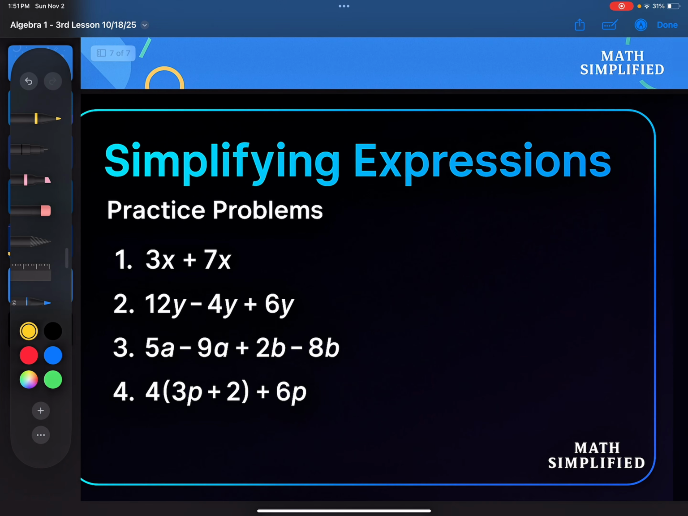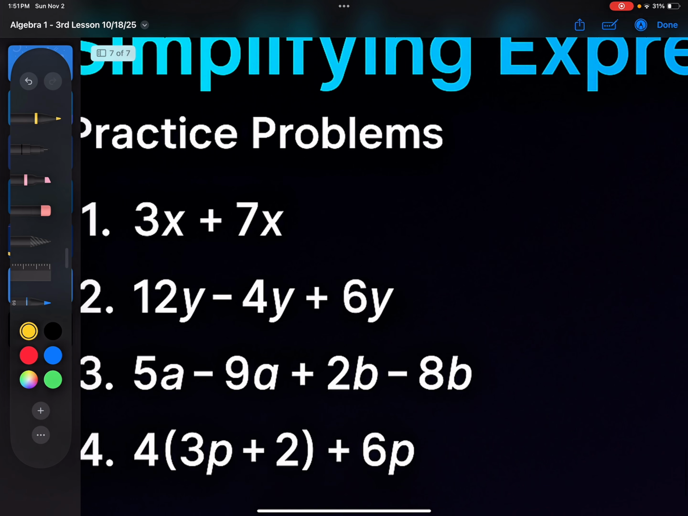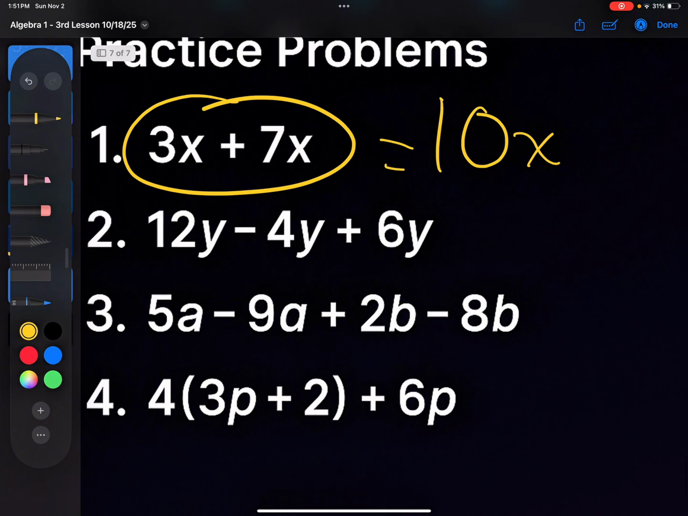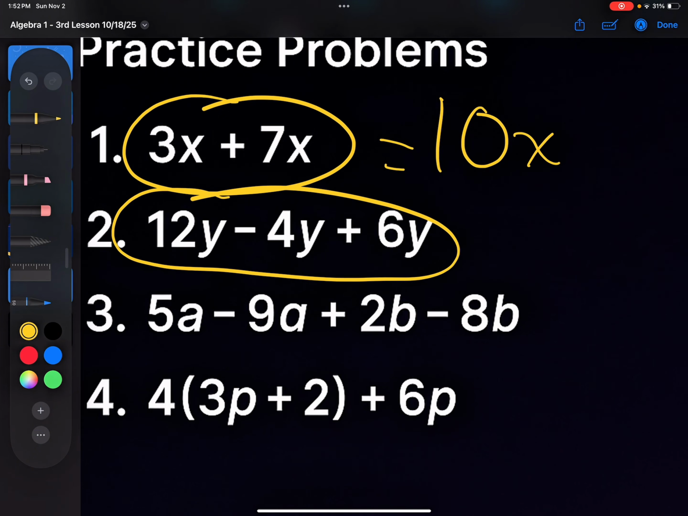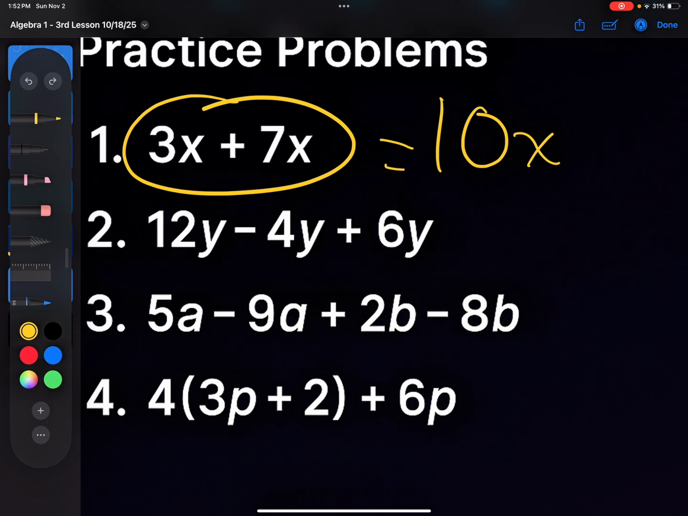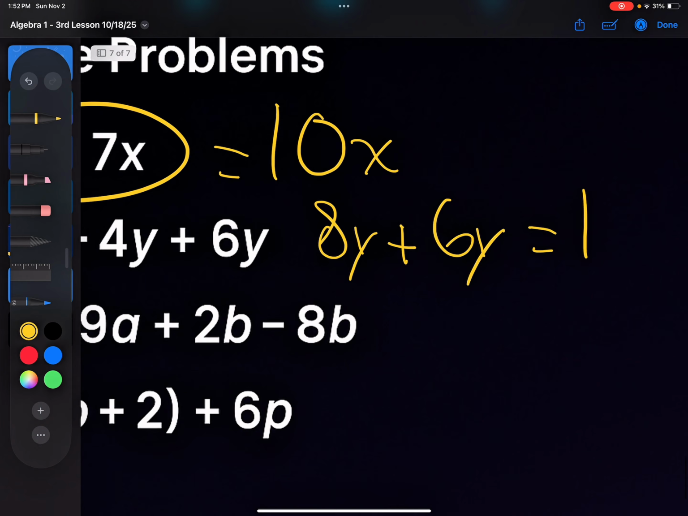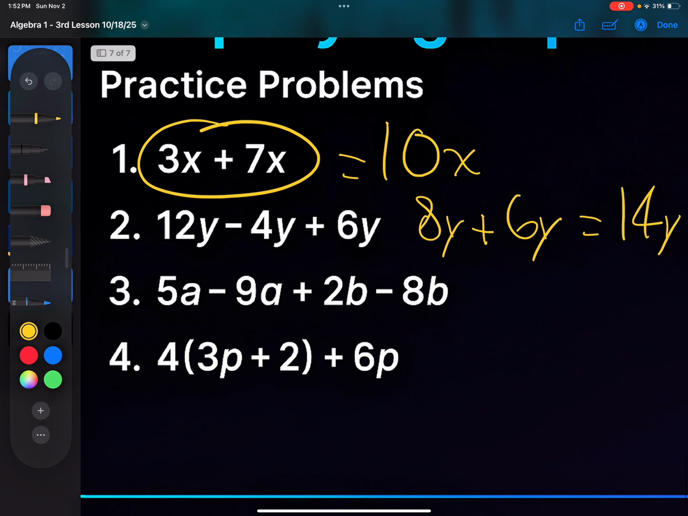Here we have more practice problems. 3x plus 7x, they're both like terms, so that would equal 10x. Then we have 12y minus 4y plus 6y. We can simplify that too since they all have a variable of y. 12y minus 4y would be 8y. And then 8y plus 6y is 14y. And we're able to simplify our expression.